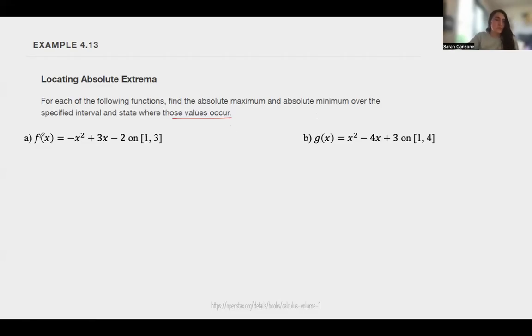So first of all, what we're going to want to do for this function is plug in the endpoints and find what those values are, and then we'll deal with the derivative and everything after that. So since we're from 1 to 3, we'll say f of 1 equals negative, and then we'll just plug it in. Negative 1 squared plus 3 times 1 minus 2. Well, 1 squared is 1, so that's negative 1 plus 3 is negative 2, minus 2 is negative 4. Now f at 3 is, let's see here.